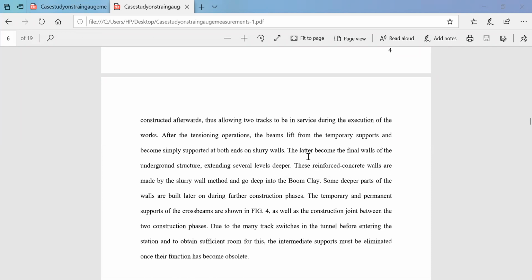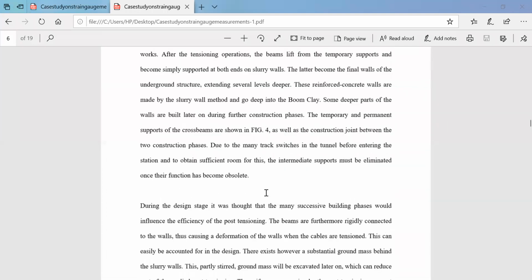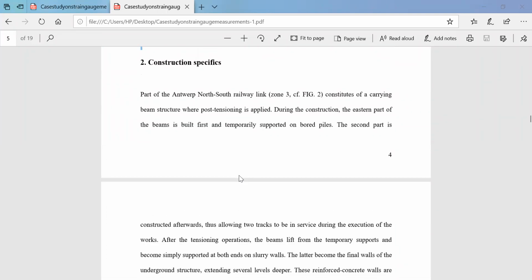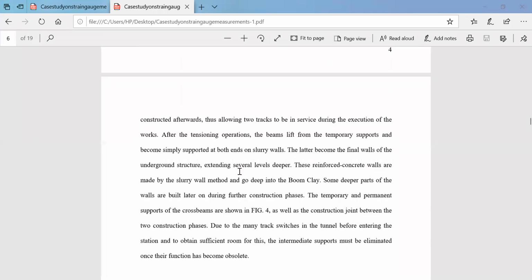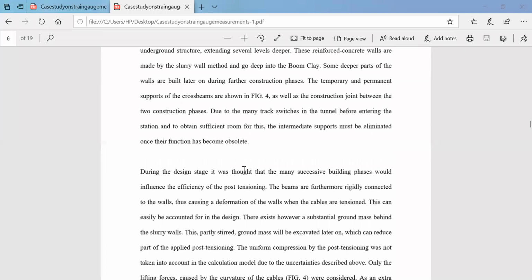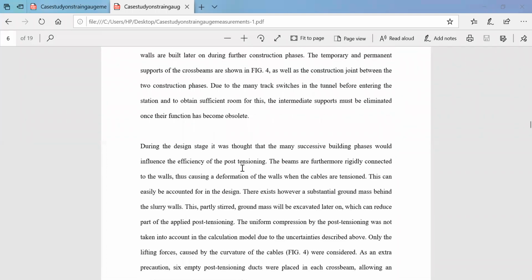Later they are using reinforced concrete walls made by the slurry wall method, going deep into the cave. This is basically a civil concept, where they mix the material, make the concrete wall, and then reinforce the slurry wall so that it is strong enough. So there is no need to focus much on the construction of the bridges. They are showing the construction specifics of how these tunnels and the bridge were constructed. We'll move directly to the measurement of strain gauges, where our subject actually lies.